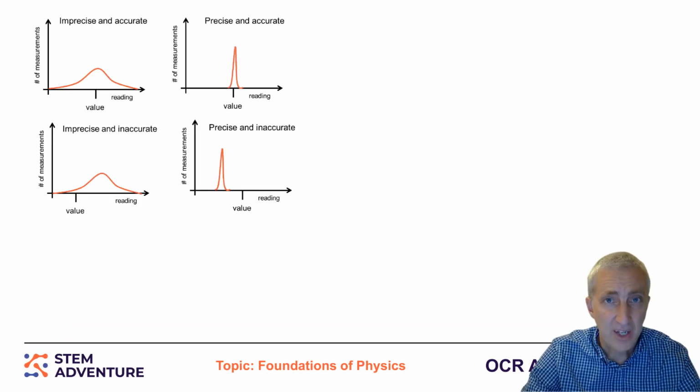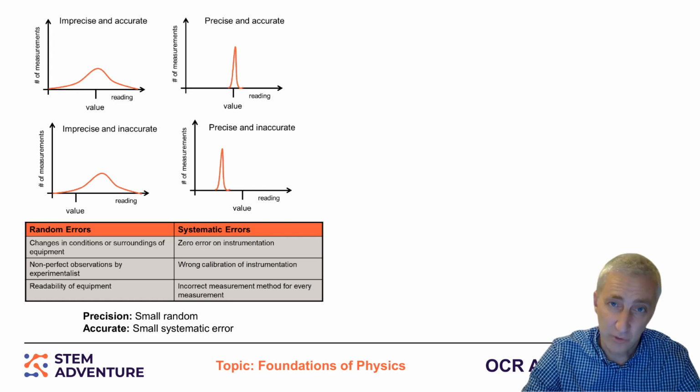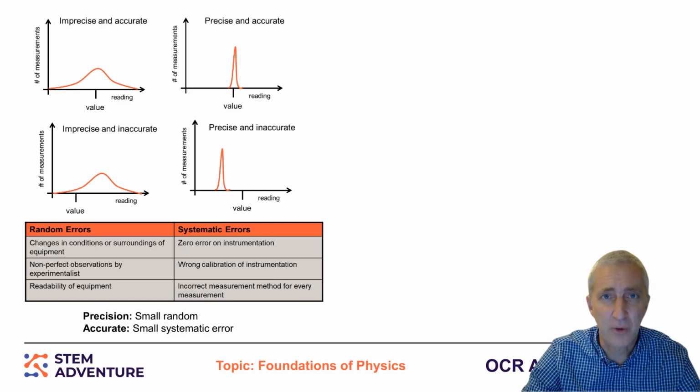The difference between accurate and precise needs to be understood. Accurate means close to the real value, so small systematic error. Precise means measured with a small amount of random error. The table shows examples of where these random or systematic errors might occur.